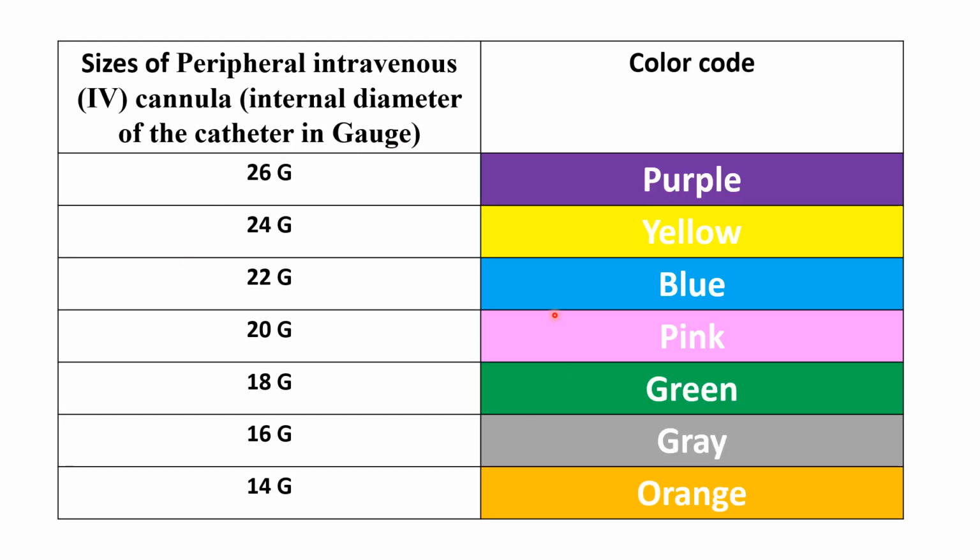Now in this table you can see the various sizes of IV cannula and these are the color codes. And higher the number, narrower the catheter size. So 26 is the narrowest catheter size and 14th is the largest catheter size. And 16th and 14th are used in the adult patient and color code for them are gray and orange, while 26th till the 18th we can use in the pediatric patients up to the 18 years age group. And these are the various color codes.